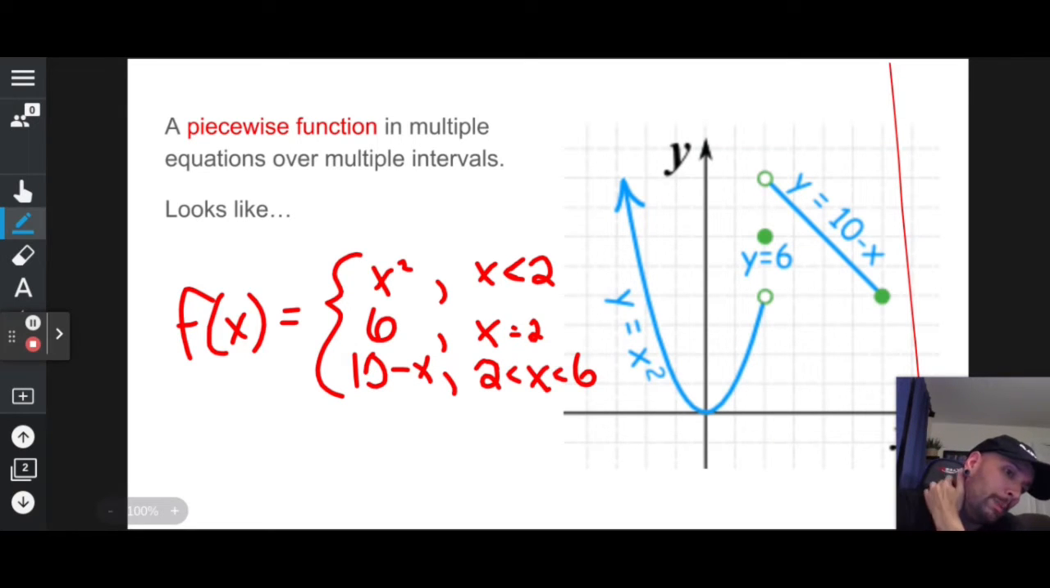So piece of garbage is probably what you're thinking. Wise, I don't think so. Function, yeah.